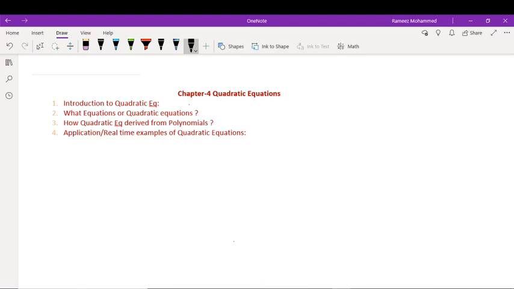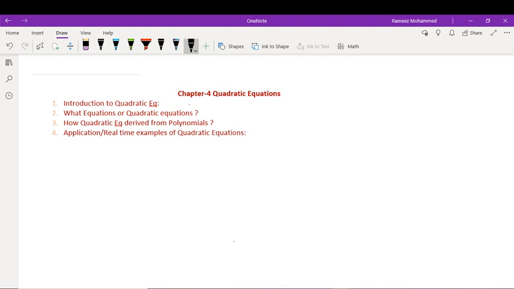Hi guys, today we'll be learning about quadratic equations, and in this video we'll have a brief introduction to what quadratic equations are, what equations are called quadratic equations and what equations are not, how quadratic equations are derived from polynomials, and what the real-time examples of quadratic equations are.